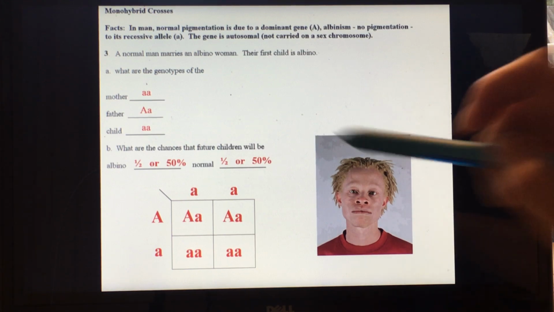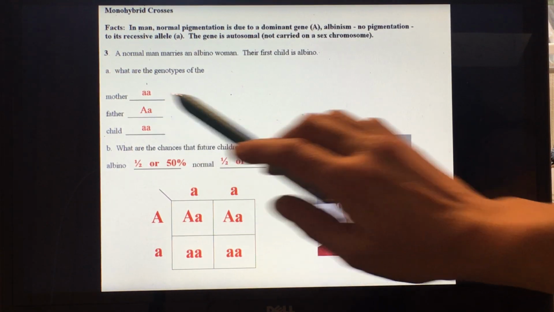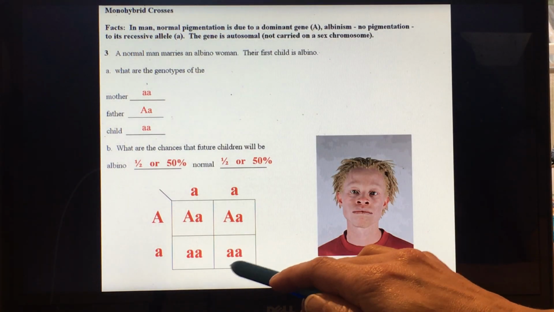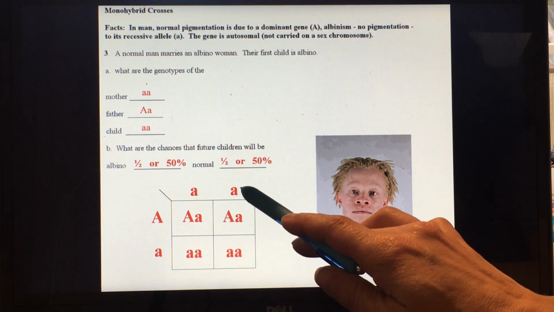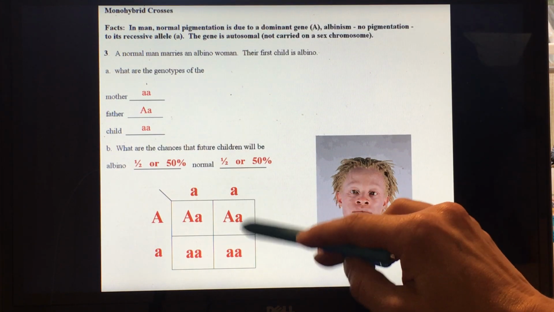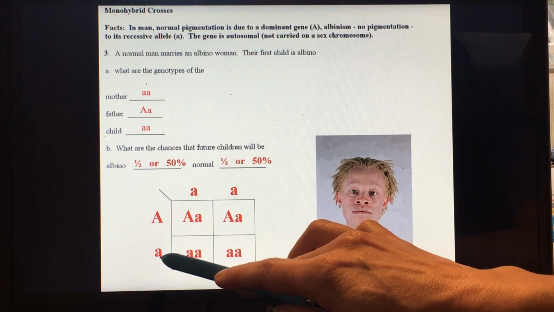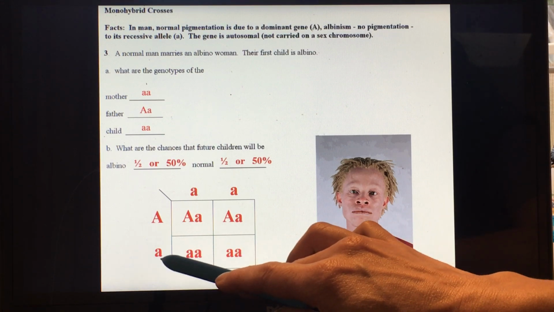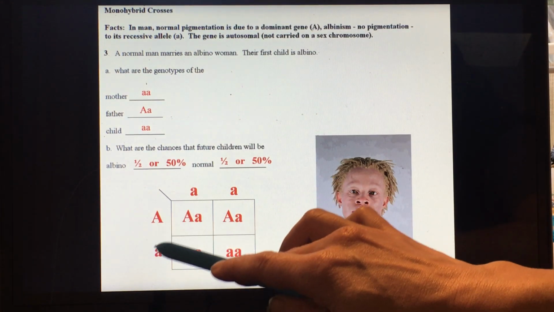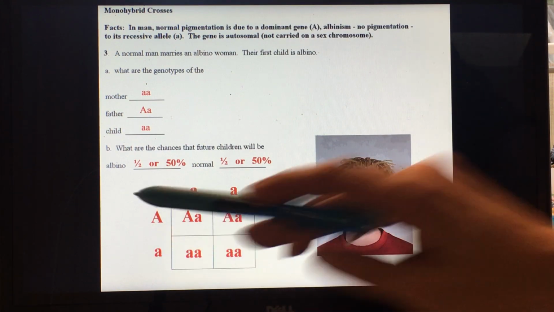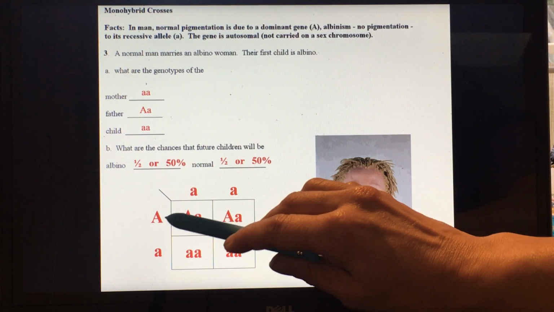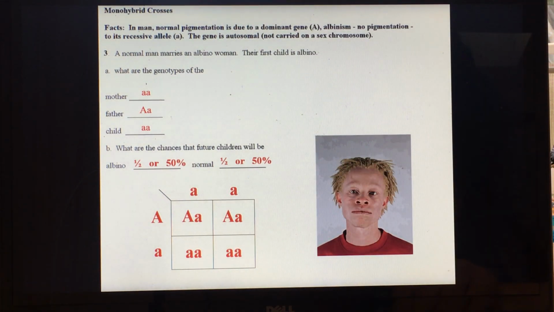The reason that you know that the father has to be heterozygous is because if they have a child who is homozygous recessive, that child got one allele from the mother, but that child also had to have gotten another allele from the father. So that means the father must have the recessive allele in his cells, although he doesn't express the trait because he has the dominant allele for normal pigmentation.